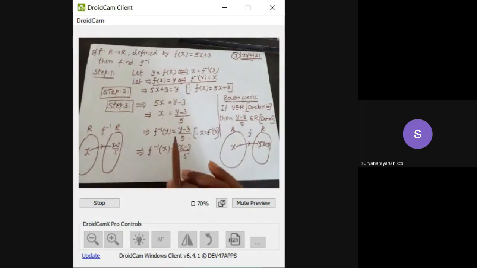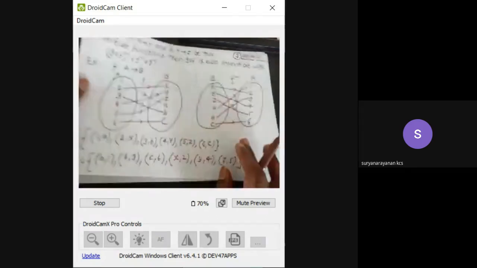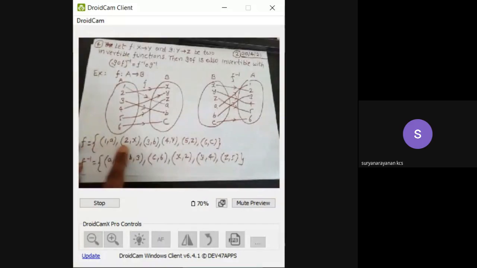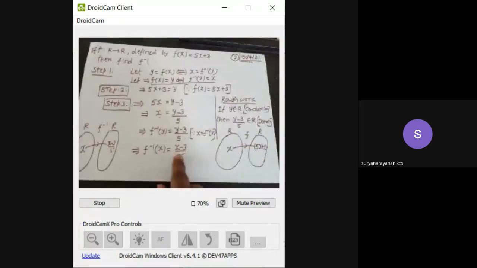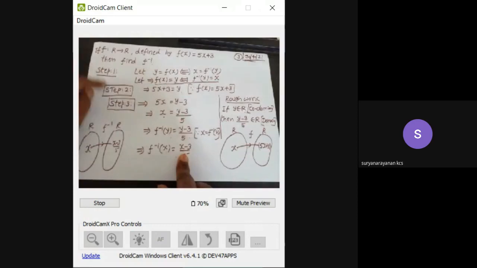Nothing else. Okay, my children. This is the second type of questions. This is the first type of questions. Functions will be given in the set of ordered pairs. In this case, it is easy to find the inverse of the given function. Whereas in this case, we have to follow these steps.